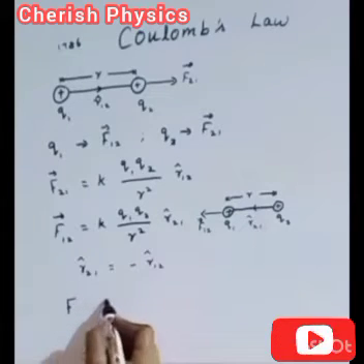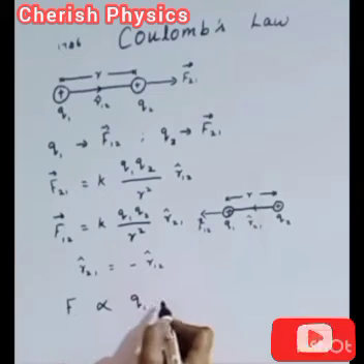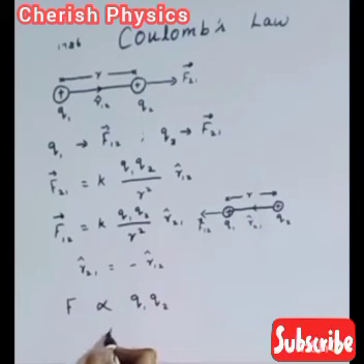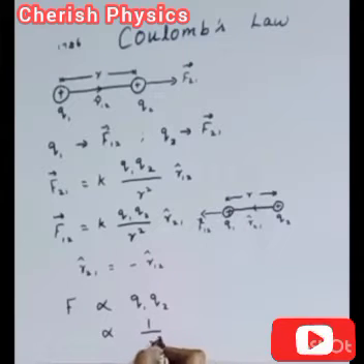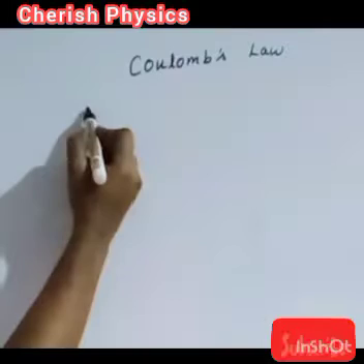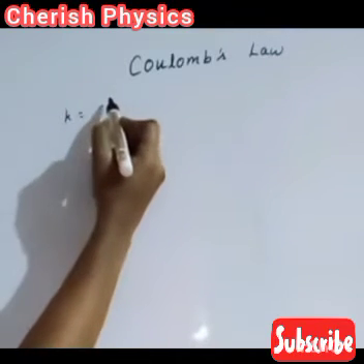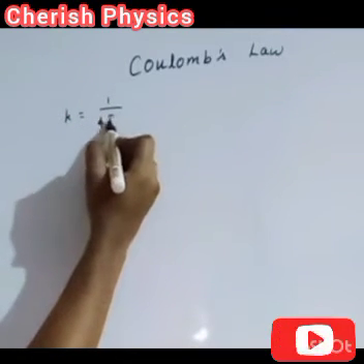Coulomb's law states that the electrostatic force is directly proportional to the product of the magnitudes of the two point charges and inversely proportional to the square of the distance between them. Coulomb's law is analogous to Newton's law of gravitation.